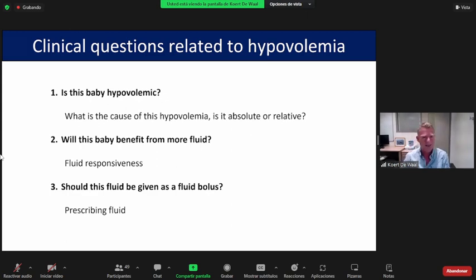The first question, is this baby actually hypovolemic? And then we need to determine what is the cause of the hypovolemia, and if that hypovolemia is absolute hypovolemia or relative hypovolemia. And I'll explain that a little bit later. The second question then, okay, will this baby benefit from more fluid? That term in the literature is called fluid responsiveness, and we'll go into that at the end of this talk as well. And how should that fluid then be given? Either as a fluid bolus or maybe as a continuous infusion over the day, which is related to prescribing fluid, which is probably not that often mentioned in the literature or in clinical practice.